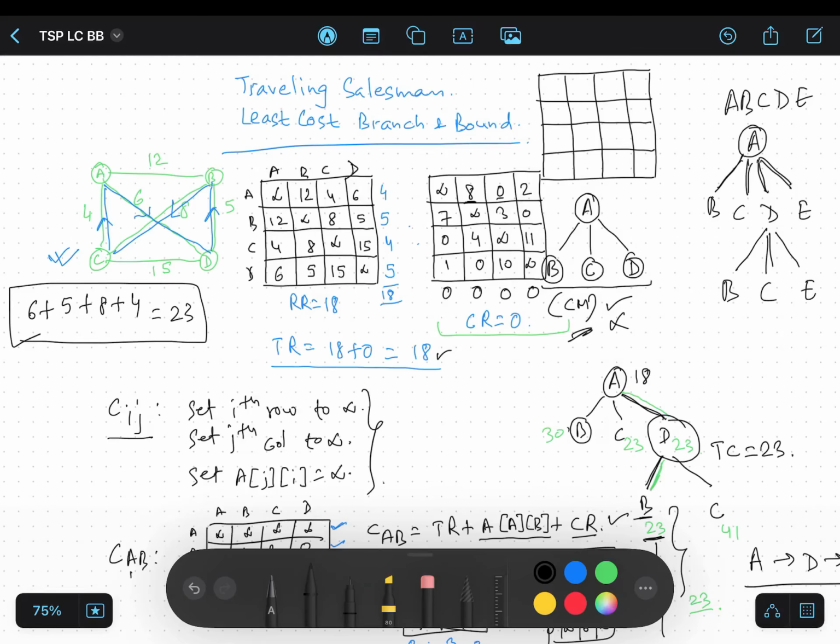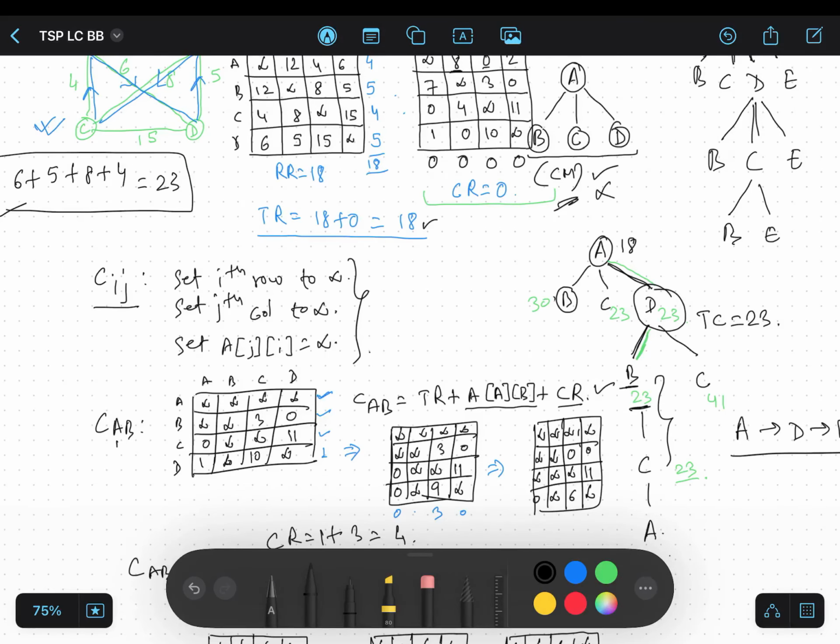Similarly, let's say your DC path was minimum. Then you are going to calculate B and E. And then again, let's say your minimum was CB. So then you will calculate E, and from E. So the steps are more, but you are going to do the same as I mentioned in the current lecture.